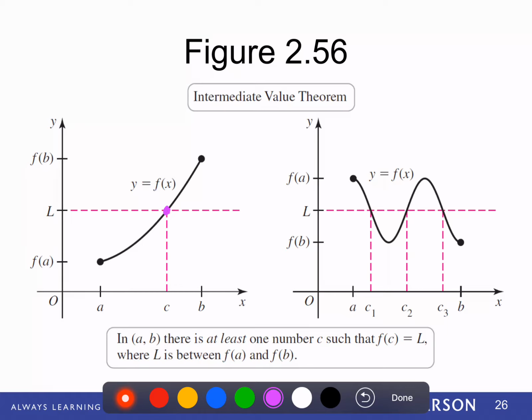Okay, there's the point c. It's pretty clear when the graph simply goes uphill from a to b, we're going to have this nice situation. We get one value that works.